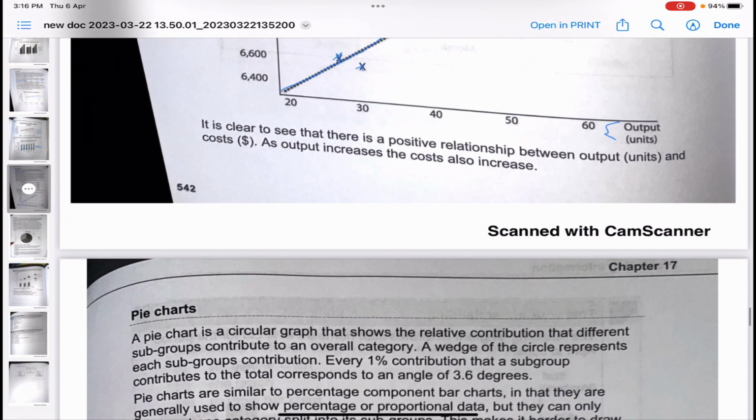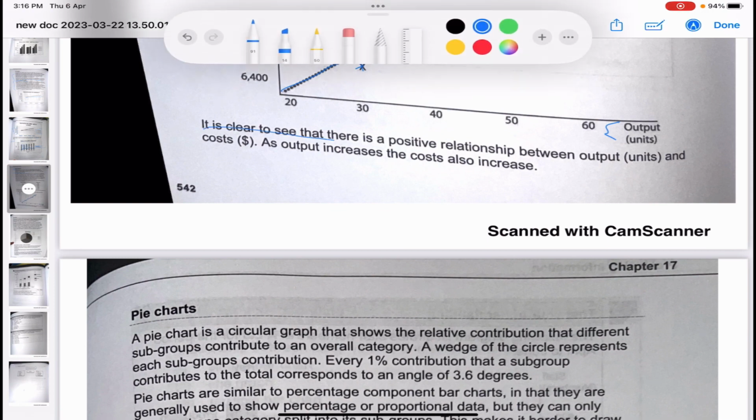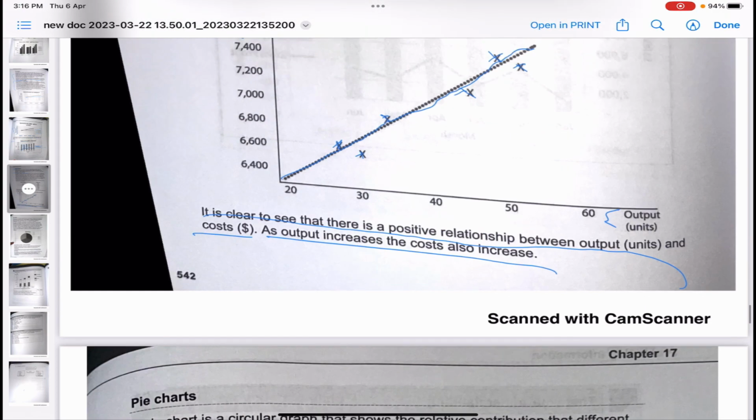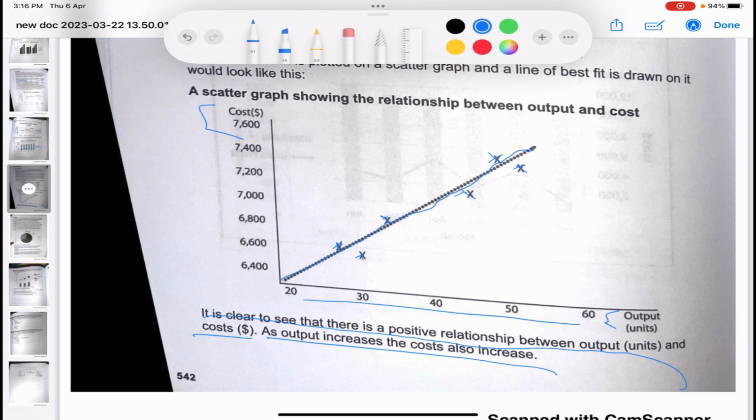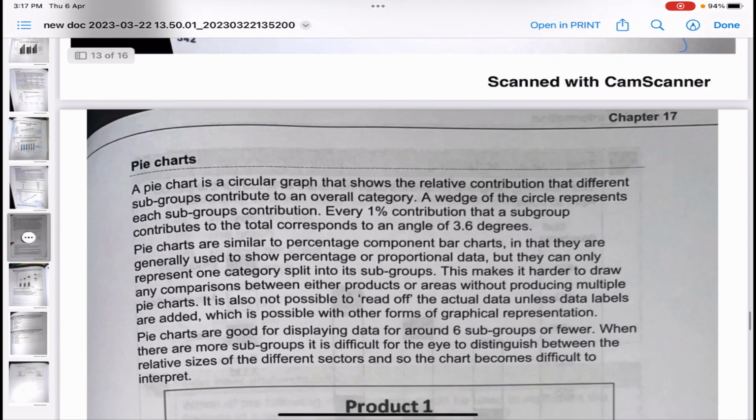It is clear to see that there is a positive relationship between output and costs. As the output increases, cost also increases. So you are seeing that as the x-axis is increasing, my y-axis is also increasing. This shows that there is a direct relationship or a positive relationship. So that is my scatter graph.